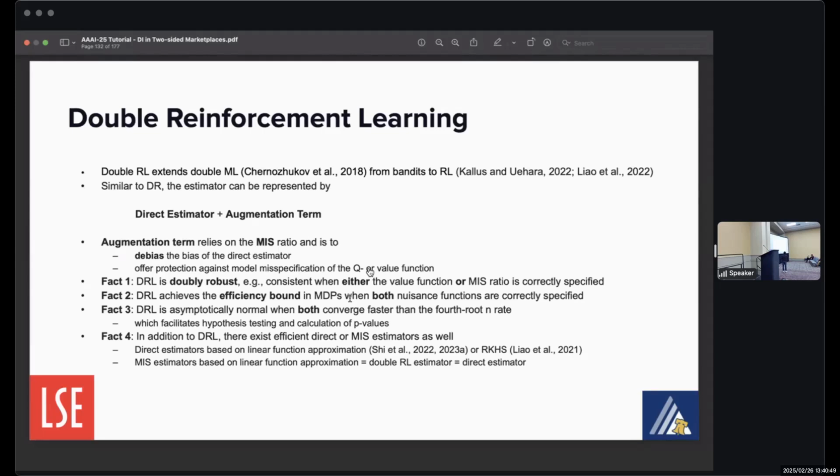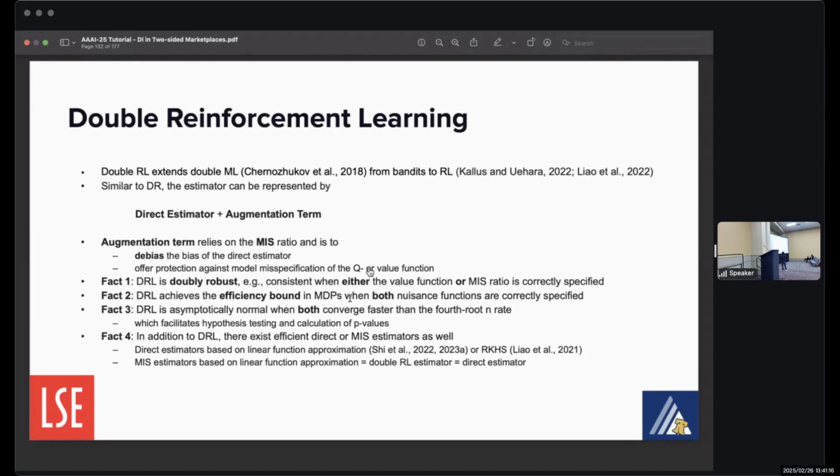And similarly, you can show that this double reinforcement learning estimator is double robust. So it is consistent when either the value function or the MIS ratio is correctly specified. It also achieves the efficiency bound in MDP problems when both nuisance functions are correctly specified. And it is asymptotically normal when both nuisance functions converge at certain rates.